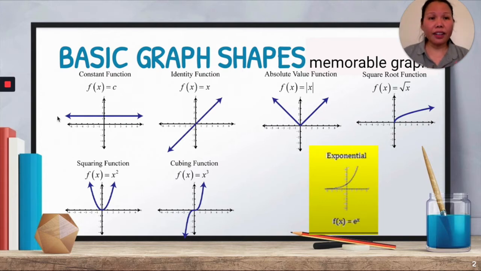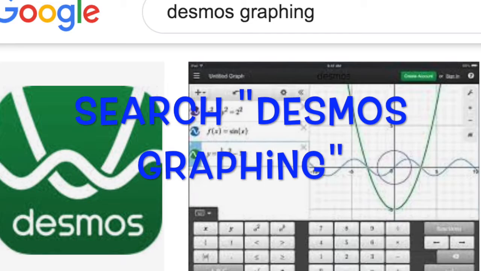We have just 6 types of graph. Linear, the first 2, absolute value, and then square root, squaring, cubing function, and exponential function graph. Do you remember the equation or function that matches with these graph shapes? Okay.